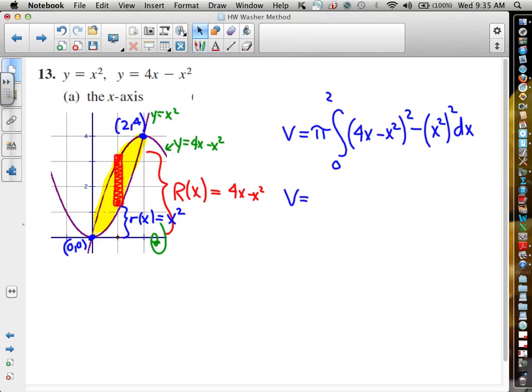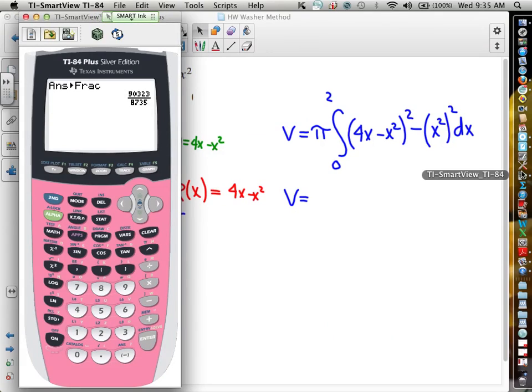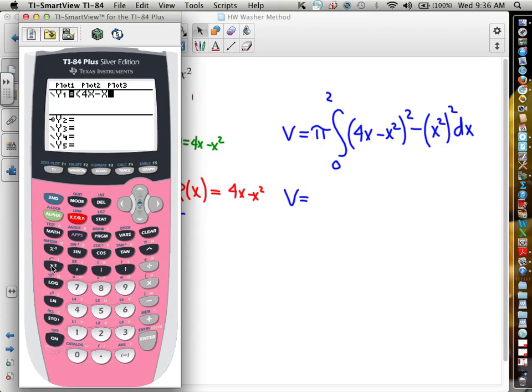And as I said before, you can put this in your calculator if you want. If I type this equation that's in blue into my calculator in y equals, so I need parentheses, 4x minus x squared. Close off that parentheses and square it, and then it's minus, and then it's x squared squared. I'm just going to put it in as x to the 4th. Okay, and integrate, second, and calculate.